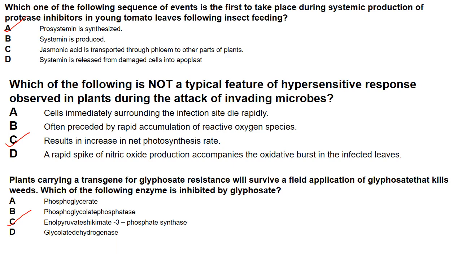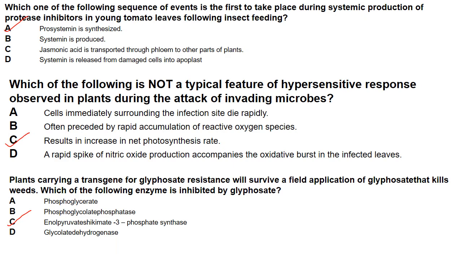So they have asked which is the first to take place during systemic production of protease inhibitors in young tomato leaves following insect feeding, that is, prosystemin is synthesized. So prosystemin is a pro-hormone of 200 amino acid residues which releases a bioactive peptide of 18 amino acids called systemin. So first, prosystemin is synthesized. Answer is option A.